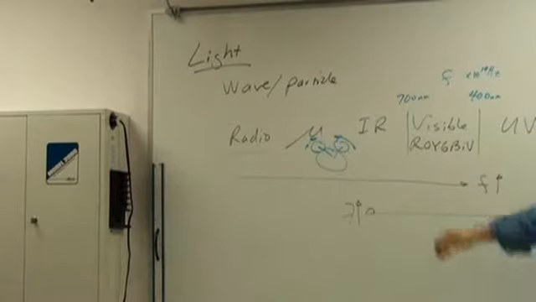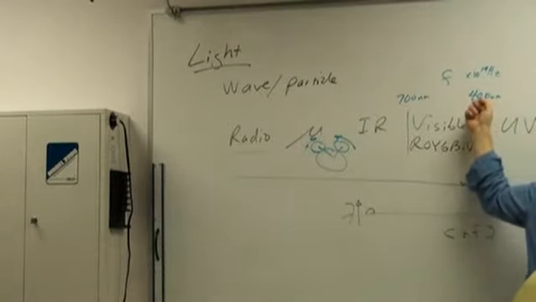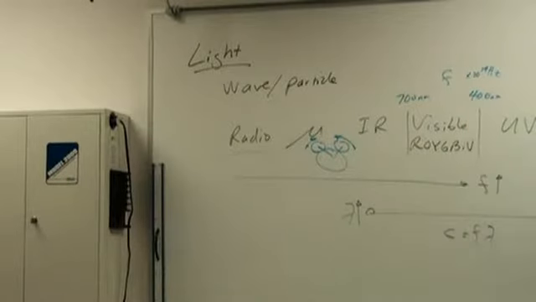So remember, we can't see things smaller than that, because the waves that we use in our eyes are that big. If you want to see something smaller than that, you have to use a different type of wave. All right, so that's the spectrum. Now, let's move on to our first law in this unit, the law of reflection.